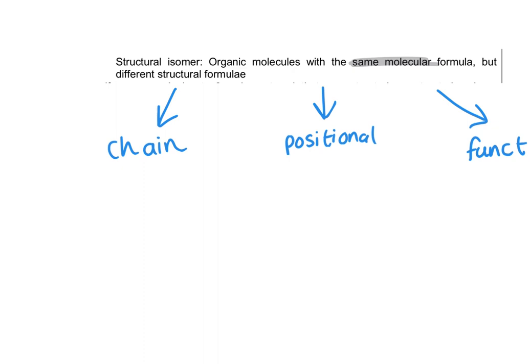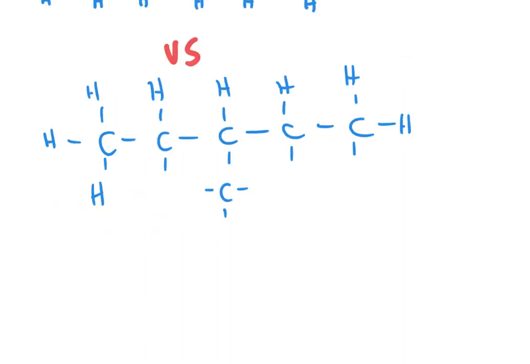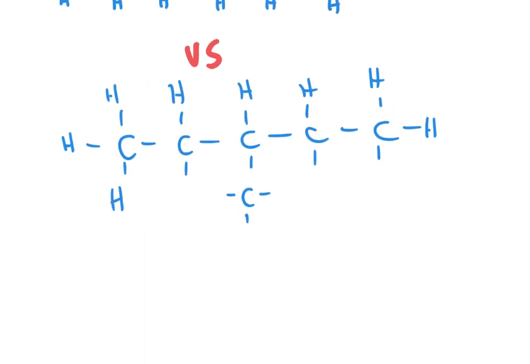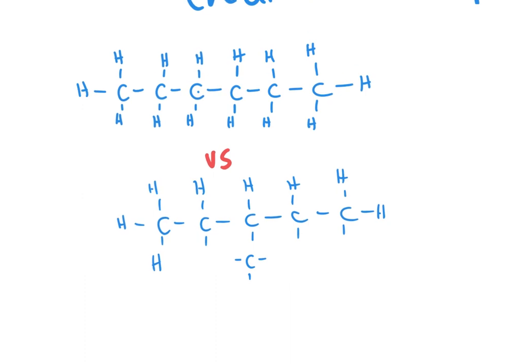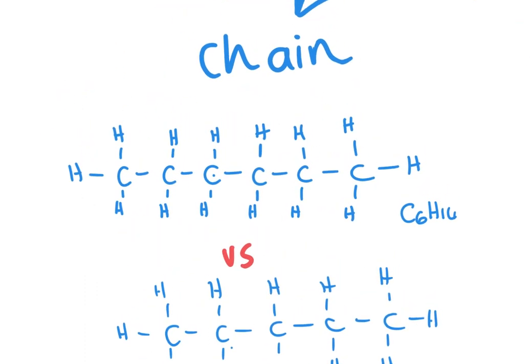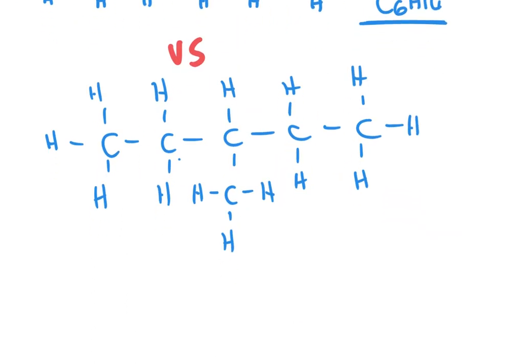And a chain isomer is basically that the chain is a different length, right? So for example, if we have hexane, we see that this chain is 6 carbons long versus 3-methyl pentane. So we see that these are isomers because they have the same molecular formula. This has the molecular formula of C6H14.